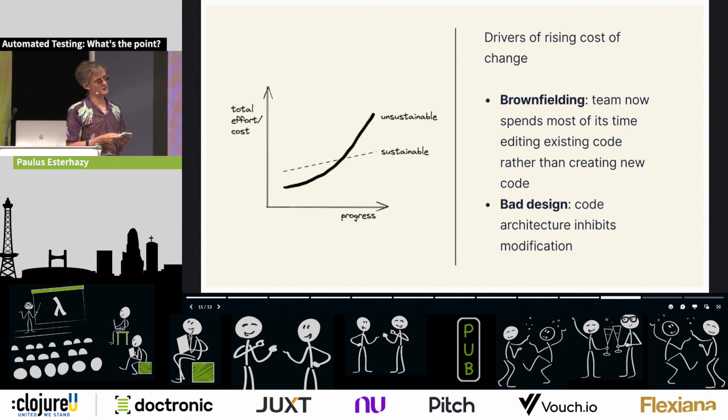And the second thing is that the architecture that the team came up with was an architecture that made it really hard to make changes to the code. Now, what can we do about this? We can't change the fact that you're going to be brownfielding. You can't change the fact that modification of code will dominate. It's just a fact of life that we spend most of our time changing existing code rather than creating new code, as much as we would like it to be different.